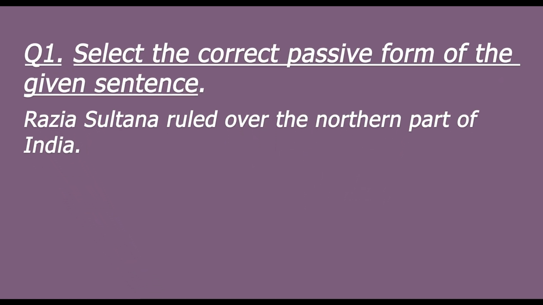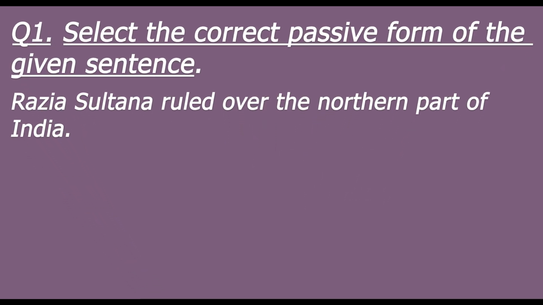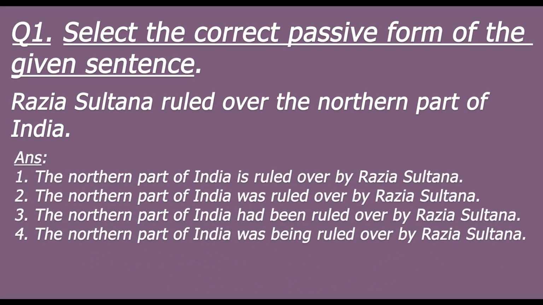So here I take up some questions of the previous year's competitive exam. So the first sentence you see, Razia Sultana ruled over the northern part of India. So the options you can see, all the four options, but the first option is not correct as it is in present tense. And the sentence, Razia Sultan ruled over the northern part of India, is in past tense, and that is the active voice.